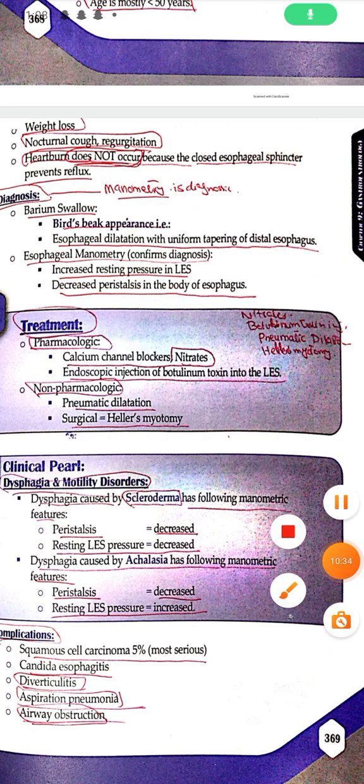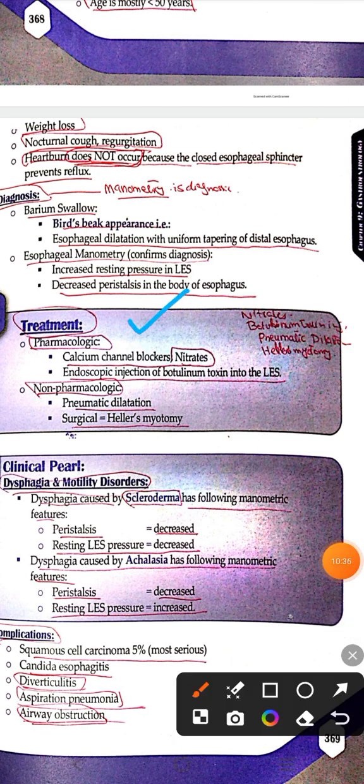After that just comes the treatment. You can give pharmacological treatment in which you can give nitrates to the patient, calcium channel blockers, as they are mainly smooth muscle relaxers. They will also cause the relaxation of the lower esophageal sphincter, so we can give them pharmacologically. And similarly, you can also inject botulinum toxin.